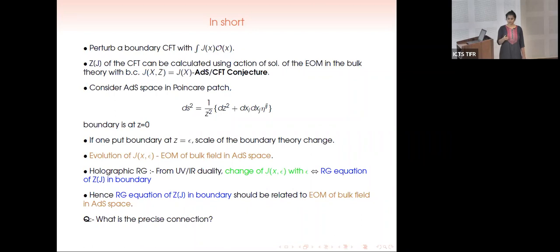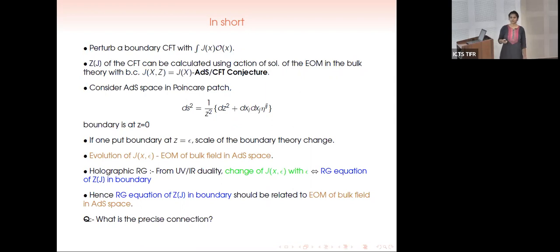Now if one considers AdS space in the Poincare patch, there is a 1/z² factor multiplied in the metric, and the boundary is at z equal to 0. Instead of putting the boundary at z equal to 0, if one puts the boundary at z equal to epsilon, one can see that 1/z² acts as a scale of the boundary theory. So the scale of the boundary theory changes.